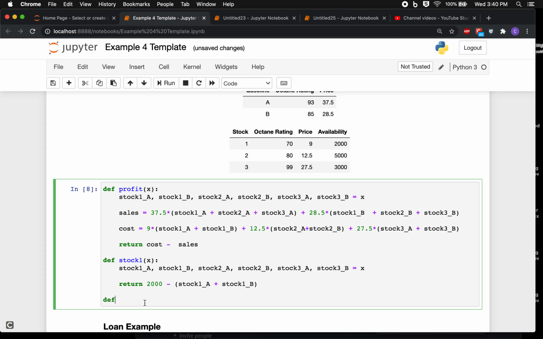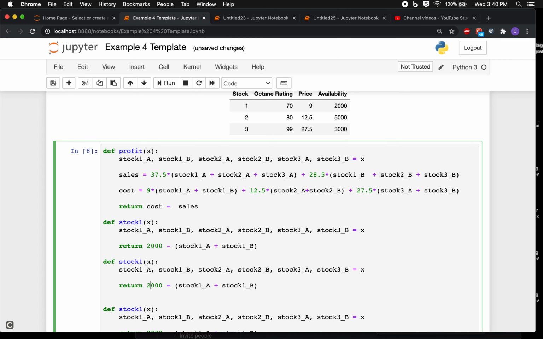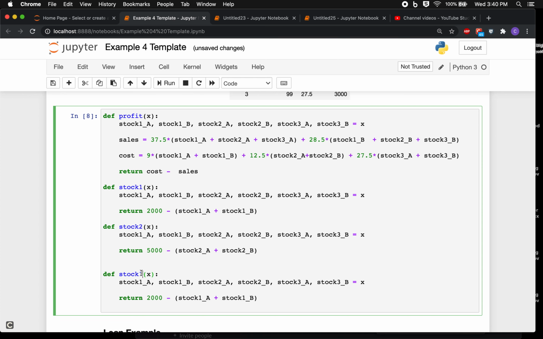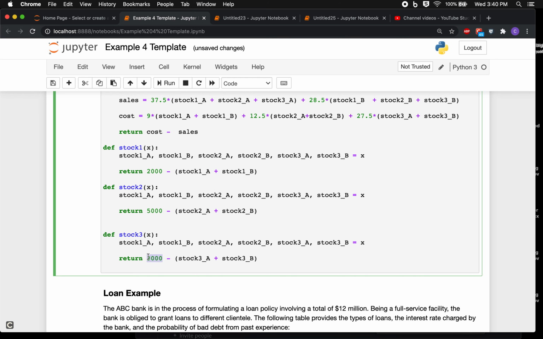And then we can do the same function. Actually, I'm just going to copy and paste this. So I'm going to have stock 2, and then I'm going to have stock 3. And so stock 2, we have a maximum of 5,000, right? So that's the maximum value. And then I'm just going to put 2 and 2 here. And then for stock 3, I have a maximum of 3,000. And is that correct? Yeah, 3,000. And that's going to be stock 3 and stock 3. So that's going to be our 3 stock variables. Here we're saying the amount of stock 1 is at most 2,000, the amount of stock 2 is at most 5,000, and the amount of stock 3 is at most 3,000.